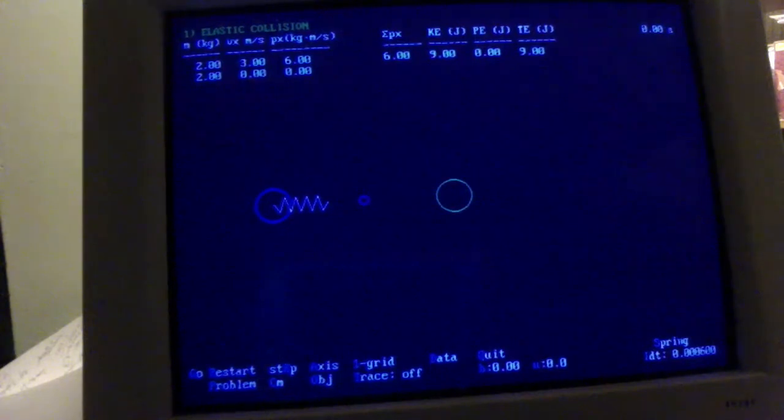That's the center of mass. Let's watch the motion of the center of mass. The velocity of the center of mass did not change.